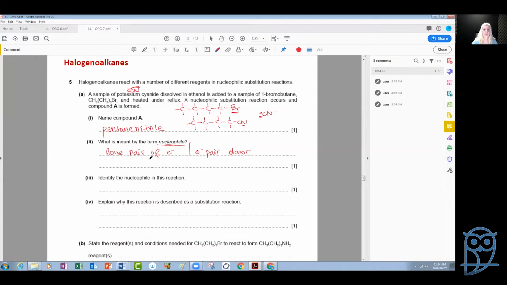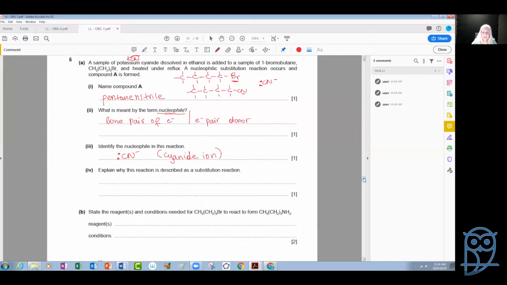Now what is meant by nucleophile? Something that has a lone pair of electrons. Now, identify the nucleophile in this reaction. Well, here it is, our nucleophile. We can write it: the cyanide ion, in other words. The cyanide ion, in our case, is the nucleophile. Okay.